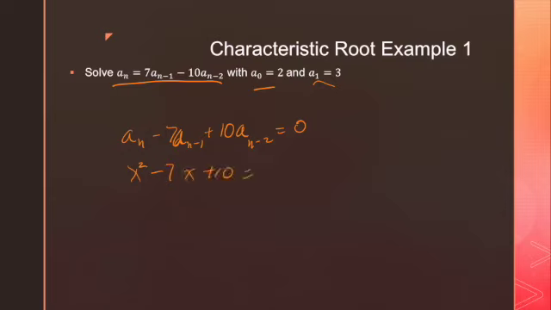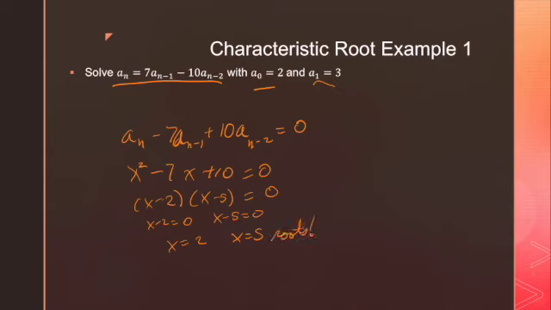Next I need to factor. So I'm wondering what are some factors of 10 that add up to negative 7. That's going to give me a negative 2 and a negative 5. If you don't remember how to factor, there are lots of factoring resources on the internet, but I'm sure you do because you're in discrete structures, so you passed college algebra. Awesome. So we've gone ahead and factored this. Now, in order to find the roots, I need to set each of these factors equal to 0. So I have x equals 2 and x equals 5 as our roots.